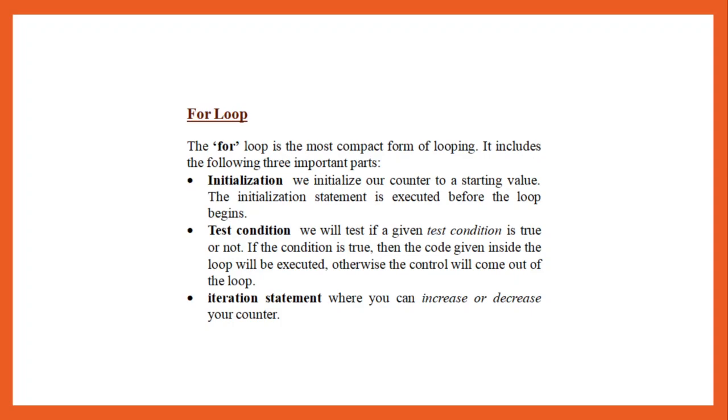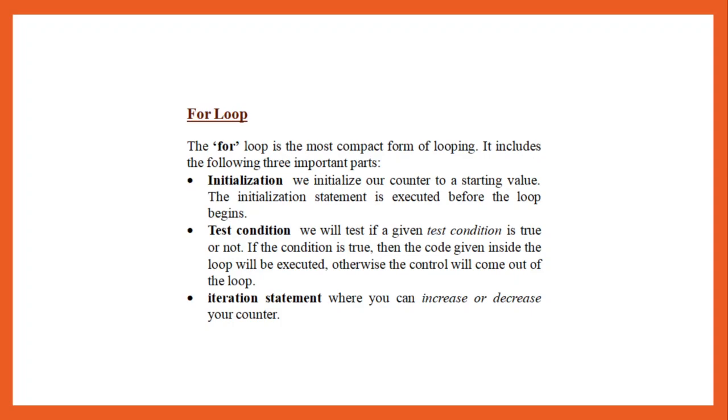In the previous two loops we used while and do while. First initialization, then test condition, next incrementation. Whereas the for loop includes the following three properties: initialization, test condition and iteration statement. What is initialization? We initialize our counter to a starting value. The initial statement is executed before the loop begins. This is called initialization.